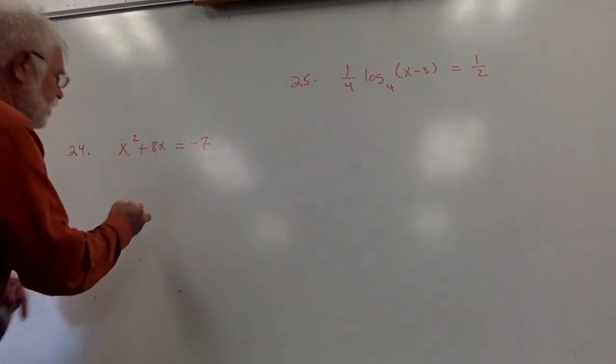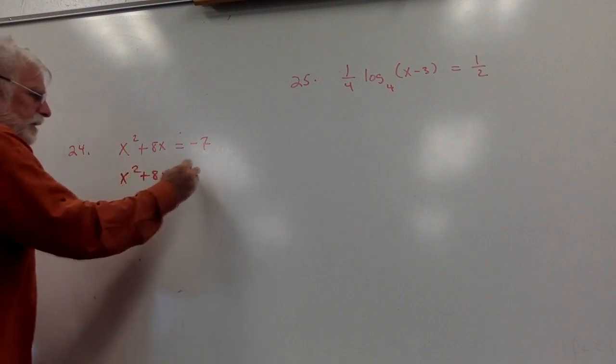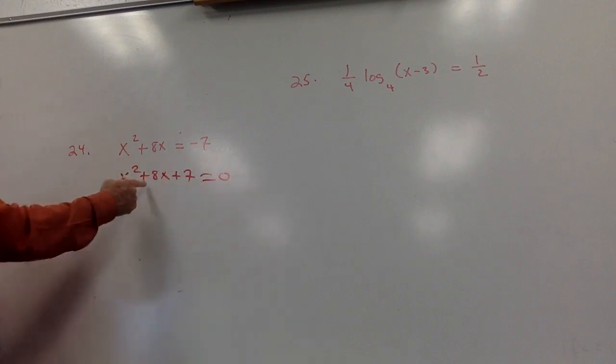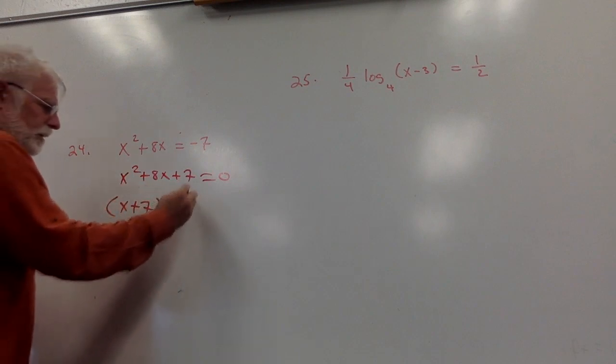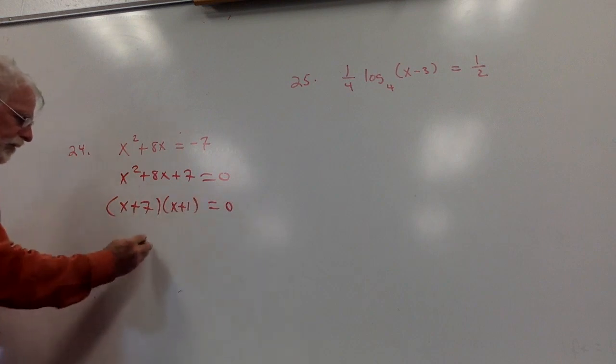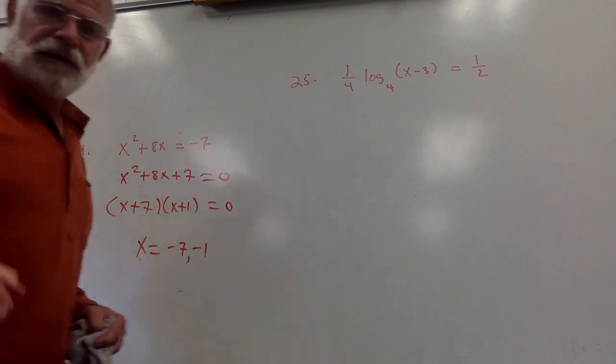So you always want to check to see if you can factor something first. Plus 7 equals 0. Okay, so 7 and 1 add up to 8. So x plus 7, x plus 1, 0. So we got our answers. Negative 7, negative 1. Okay? I'm just going to really fly through this now.